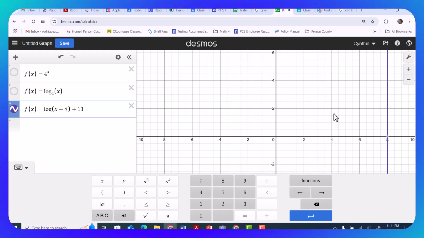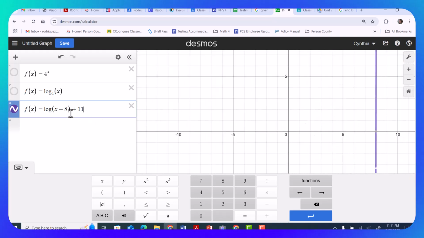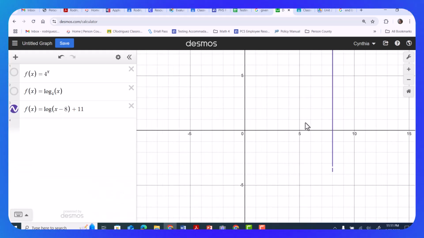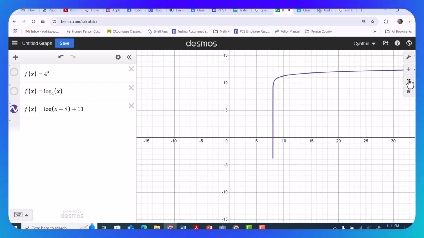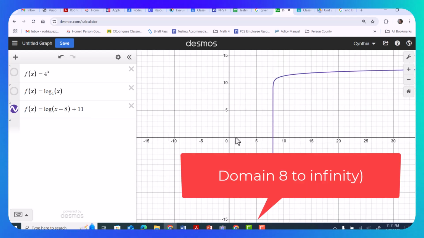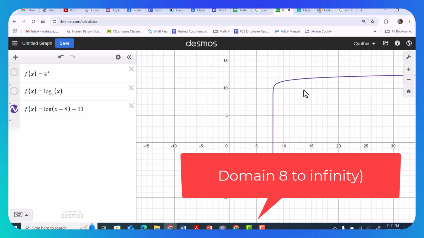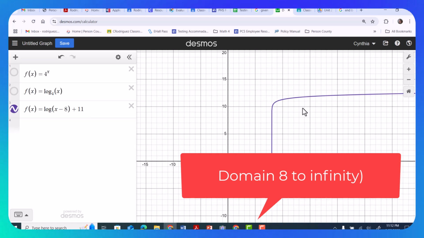Now, we're going to have to zoom out to see that shifted. It shifted to the left, I'm sorry, to the right 8, and then it shifted up 11. So let me zoom out a little bit. So it went to the right 8 units, 1, 2, 3, 4, 5, 6, 7, 8. So we have a vertical asymptote at x equals 8. Okay, the domain is going to be from 8 to infinity, what x could be.